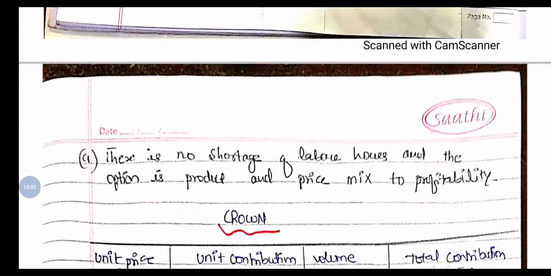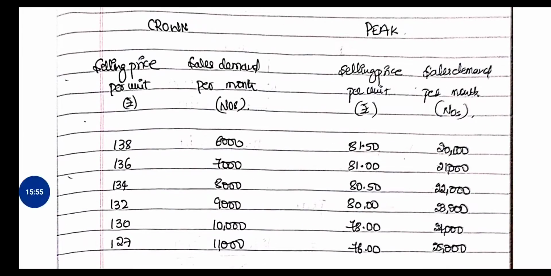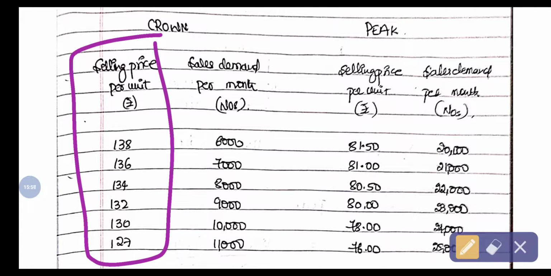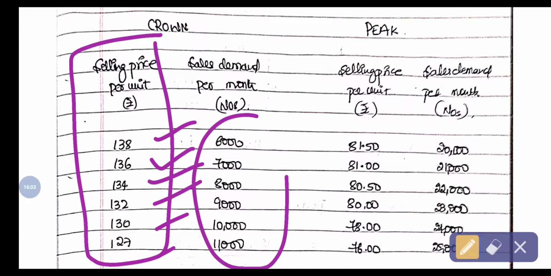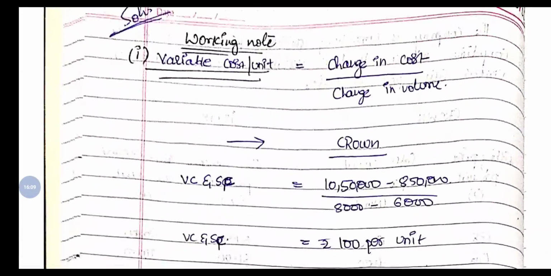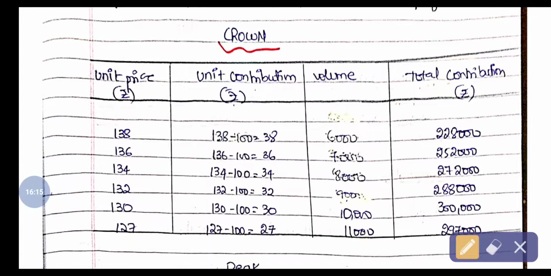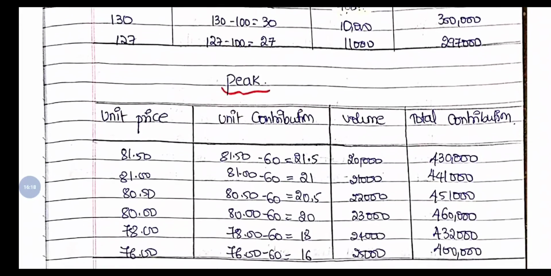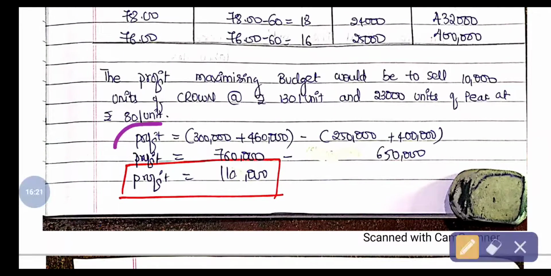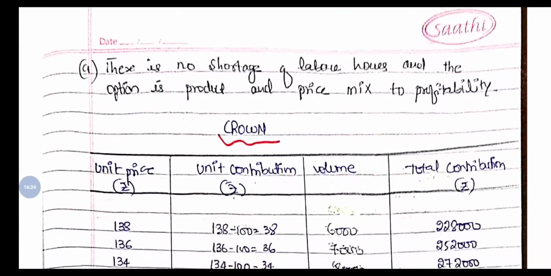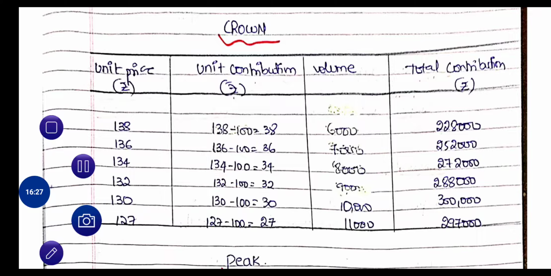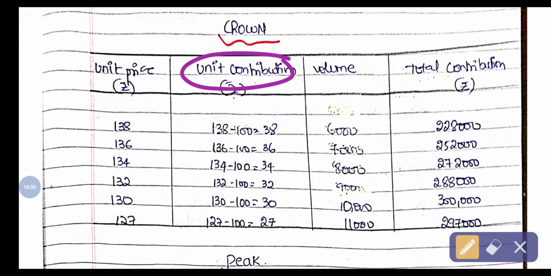In the problem they have given us the selling prices: 138, 136, 134, 132, 130 and 127. And they have given us the sales demand: 6,000, 7,000, 8,000, 9,000, 10,000 and 11,000. So first of all, in order to calculate the profit, we have to calculate the contribution. What is the contribution? With the help of the contribution, we can easily solve the profit.